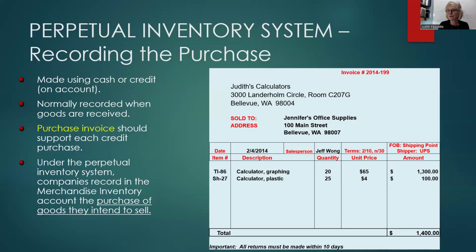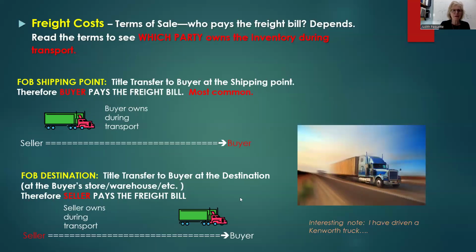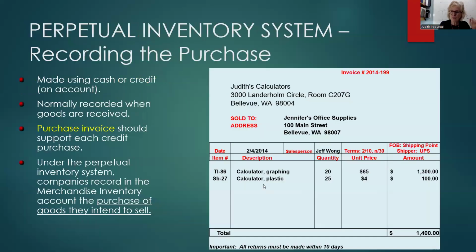Is cost of goods sold an expense? Yes, it is. All right. So debit inventory, credit accounts payable. And the terms 2/10 net 30. Oh, sorry. Let's go back to the invoice.